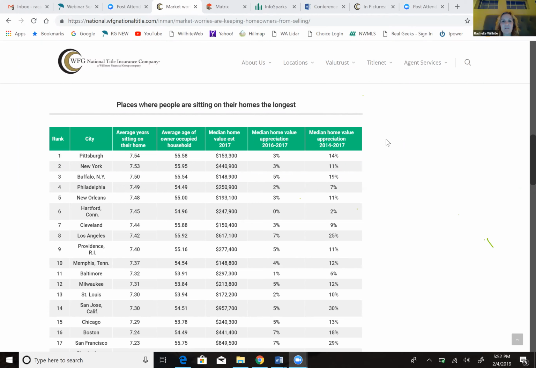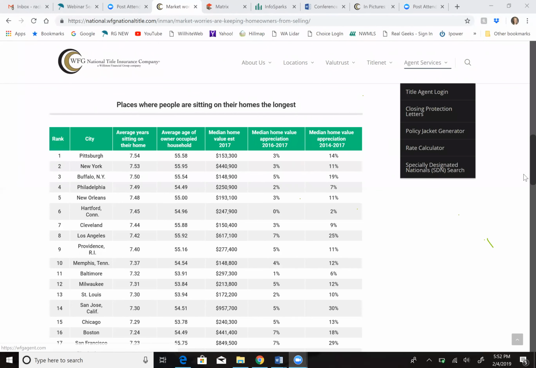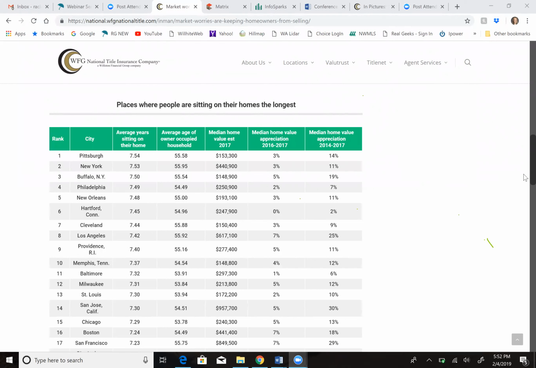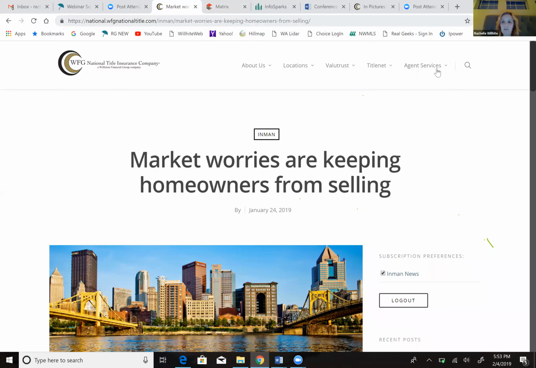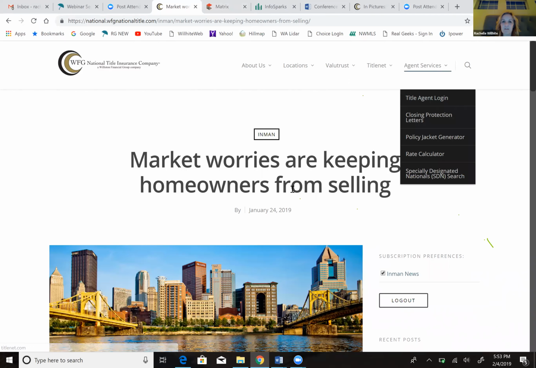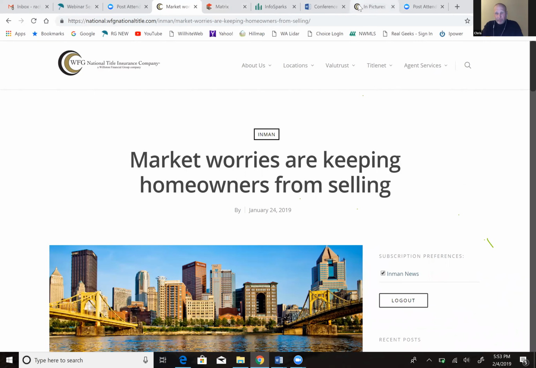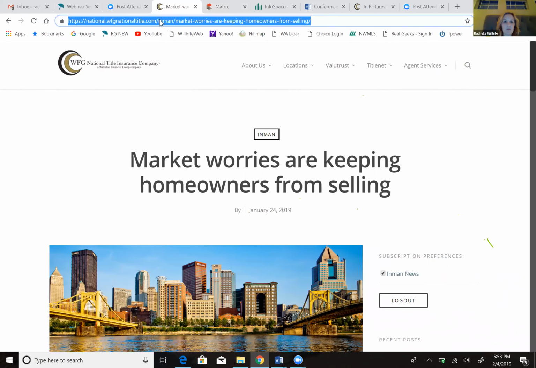So what I've got on this screen now is very unique to WFG, and I use this quite a bit. I love Inman News. You guys are familiar. You'd have to pay for Inman News, but because we have a relationship with WFG, you can get access to Inman News for free. I think you have to sign up with Chris first, wouldn't I? So let me show everybody on the call tonight how to do this.